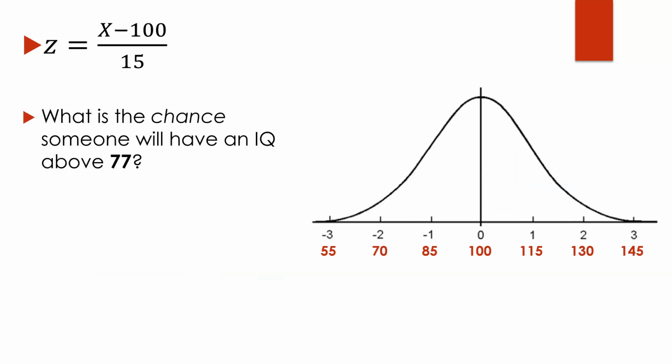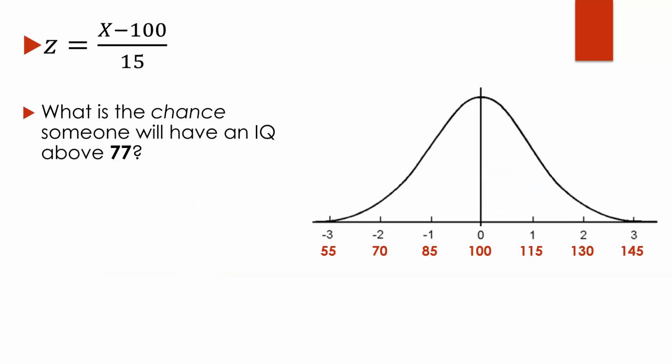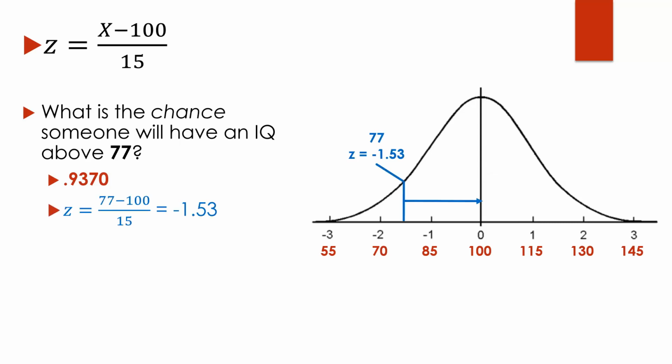What is the chance, the probability, someone will have an IQ above 77? Pause the video, give it a shot, and then I'll walk us through it. All right, so what you should have gotten is 0.9370. And here's what you should have done. Convert 77 to a z-score. 77 is between -2 and -1, so the z-score is going to be negative. And that's exactly what we find. We get a z-score of -1.53.